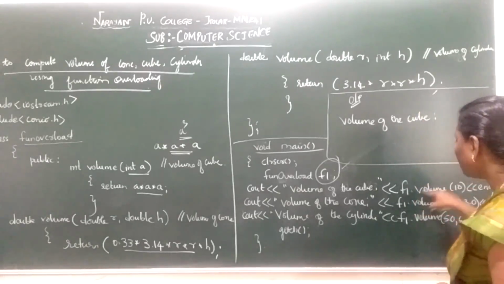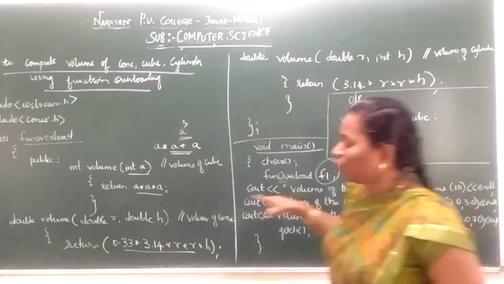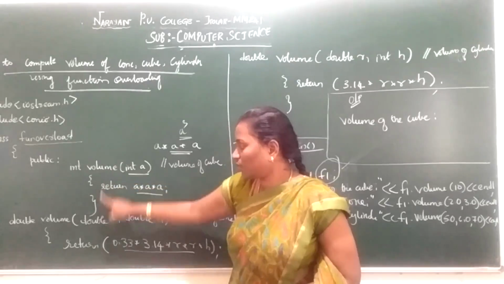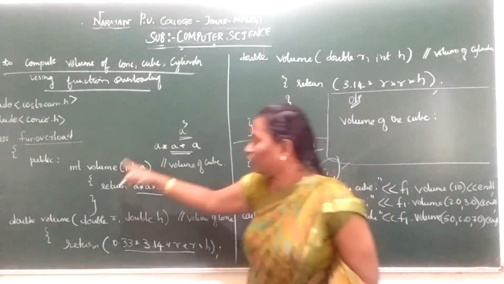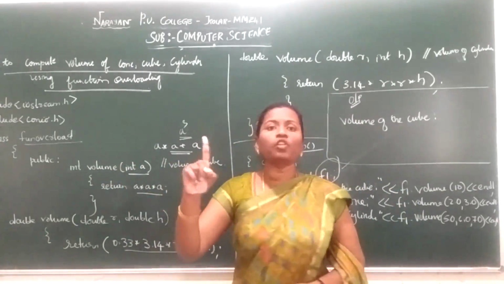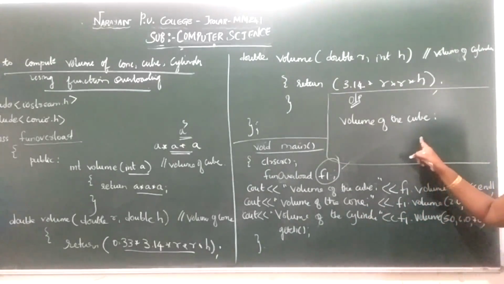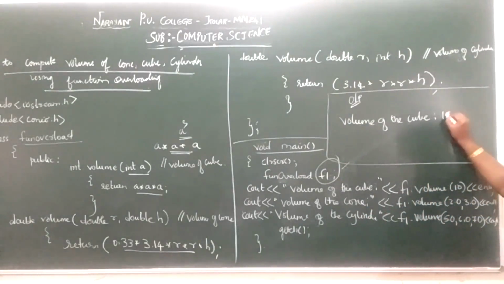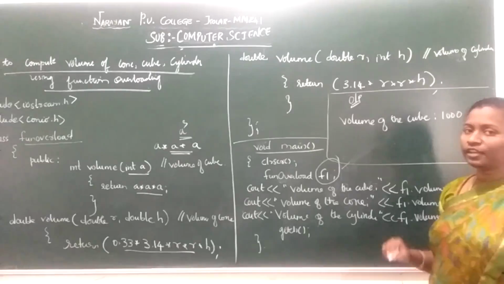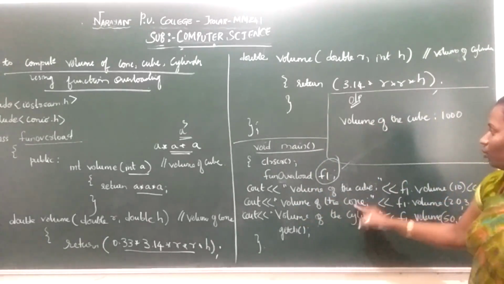So f1.volume, I am passing only 1 argument, that is 10. So which volume will be called? This one or this one? Which volume will be called? The first one will be called, because I am passing only 1 argument, that is 10. So 10 into 10 is 100. 100 into 10 is 1000. What is the volume of a cube? It is 1000. I repeat, 10 into 10 into 10 is 1000. So my answer is 1000. Next one, volume of the cone.